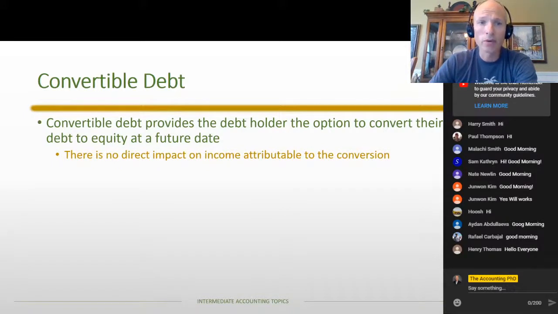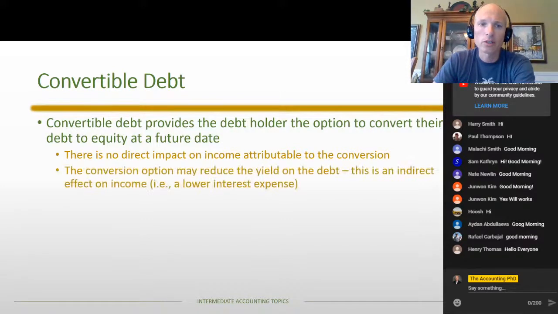Under U.S. GAAP, there is no direct impact on income attributable to the conversion. So in other words, when that debt holder converts their debt to equity, under current U.S. GAAP rules, there's not going to be a gain, there's not going to be a loss. You're just going to take the debt off the books and bring the equity onto the books. So there's no gains or losses.